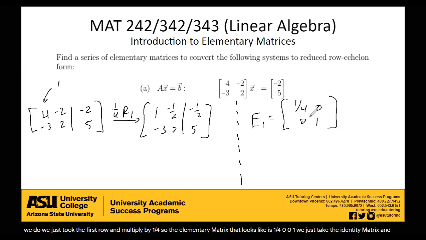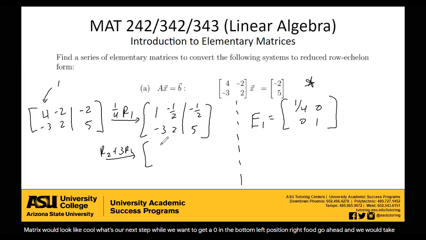So if we were to multiply this first row by 1/4, this is what that elementary matrix would look like. Cool, what's our next step? Well, we want to get a 0 in the bottom left position, right? We would take row 2 plus 3 row 1s. What would that look like?